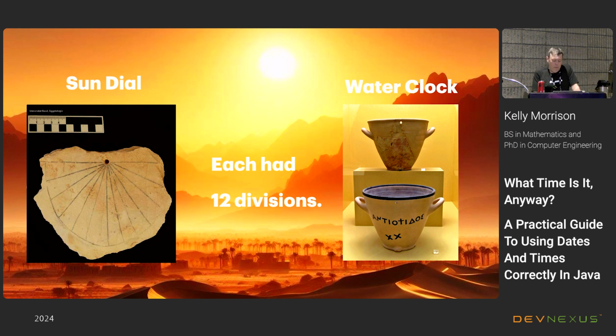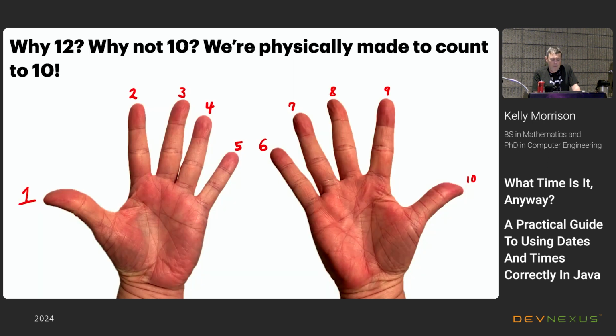Now, you're probably wondering, why did they pick 12? I mean, why not 10? We all have 10 fingers. Unless you're a polydactyl or had a really bad time in shop class, you have 10 fingers.